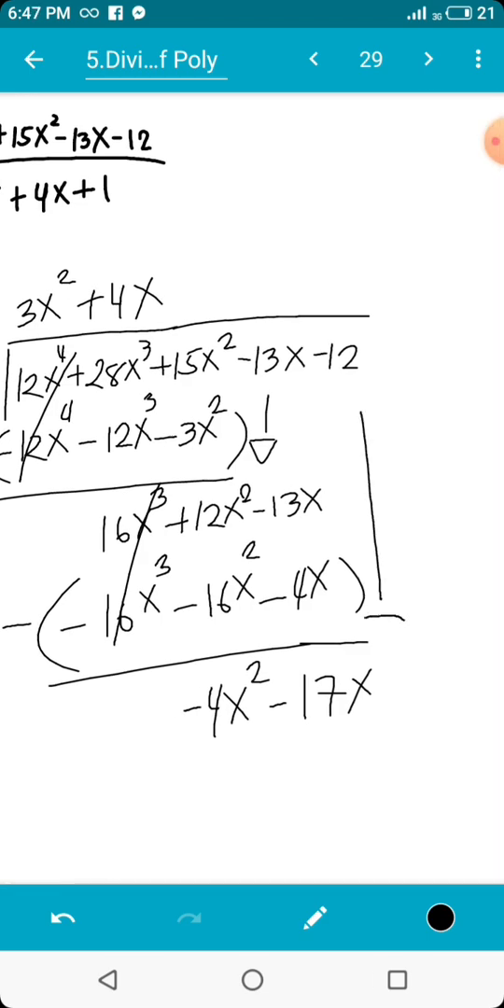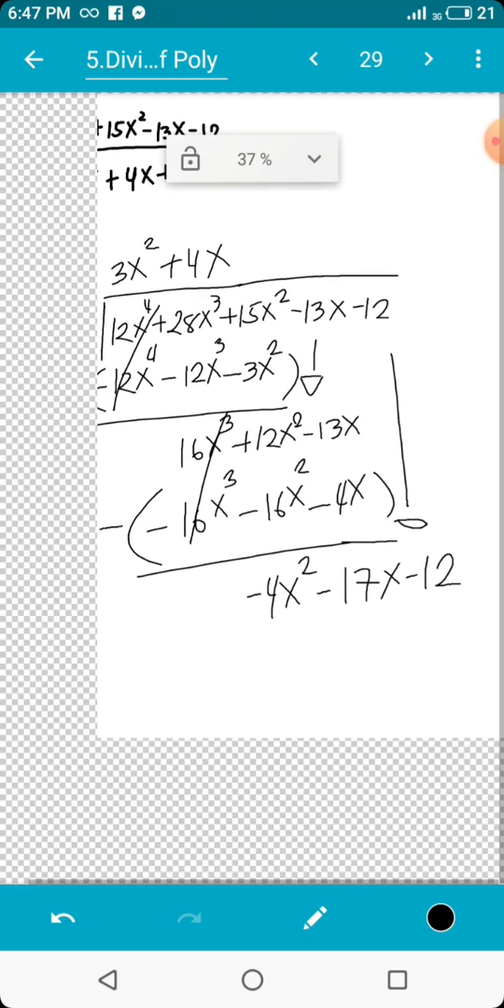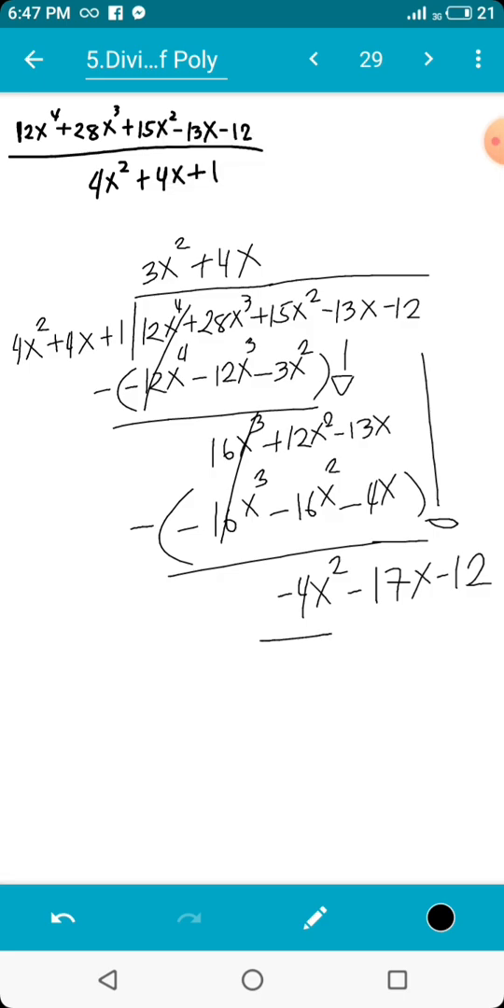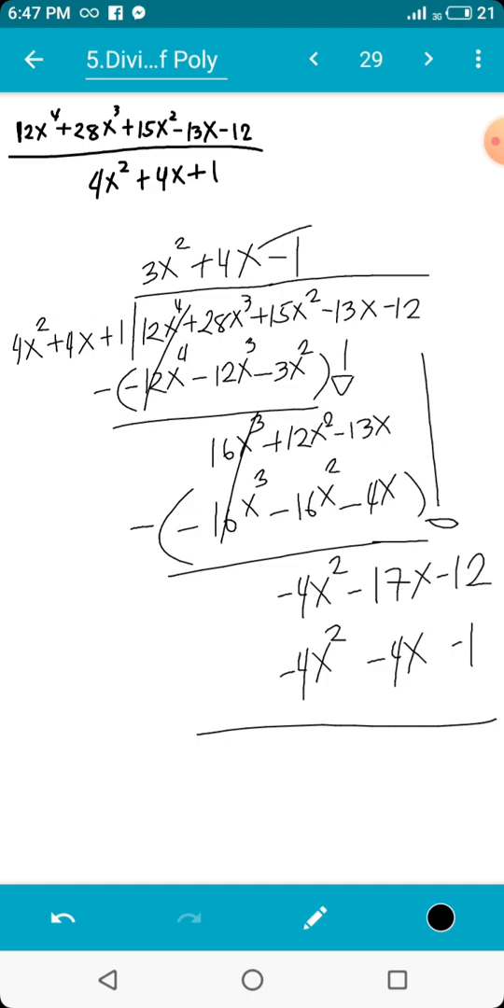And then bring down negative 12 here. So, divide ulit. So, negative 4x squared divided by 4x squared. So, we have negative 1. And then, multiply ulit natin sa bawat term ng divisor. So, we have negative 4x squared. And then, negative 4x and negative 1. Oh, is that negative? Yeah, negative 1. Okay? Kasi, isang negative, isang positive. Okay? So, minus ulit. So, magiging positive, magiging positive, magiging positive.